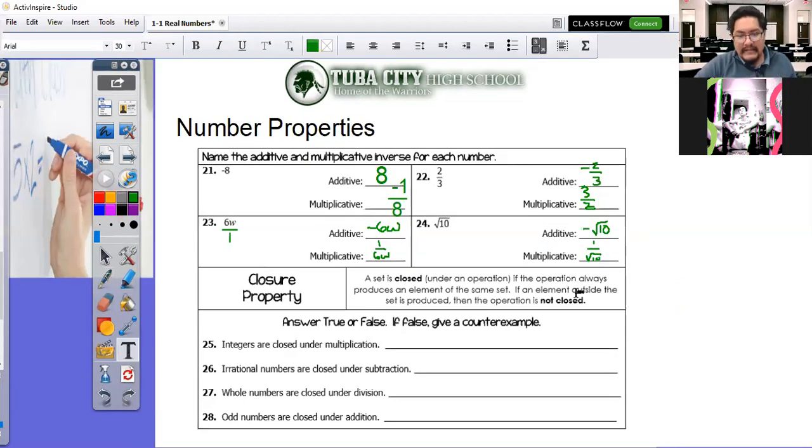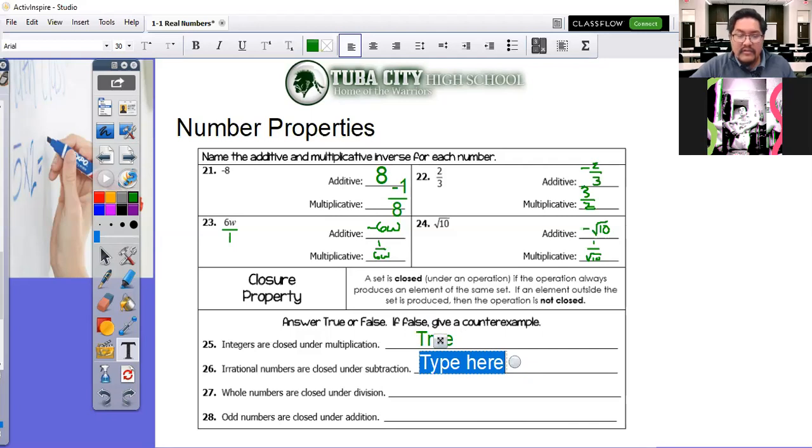All right. Now this last one here, it didn't really give us a whole lot to work with before it gave us this problem here, but there's this example of closed. So in this case here, integers are closed under multiplication. If you multiply an integer times another integer, you will get an integer.